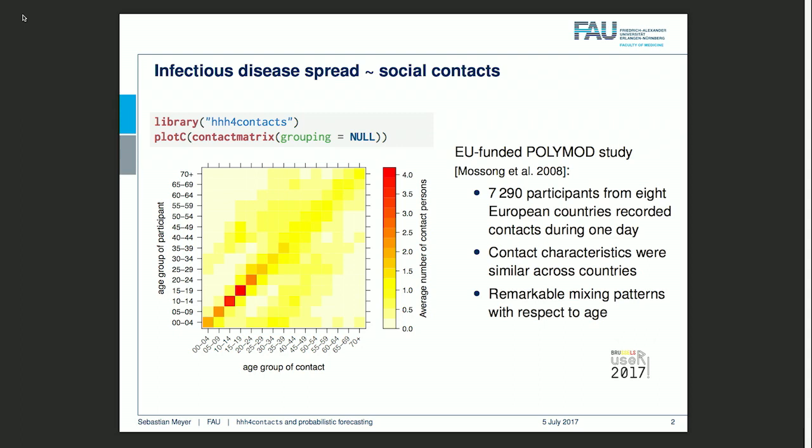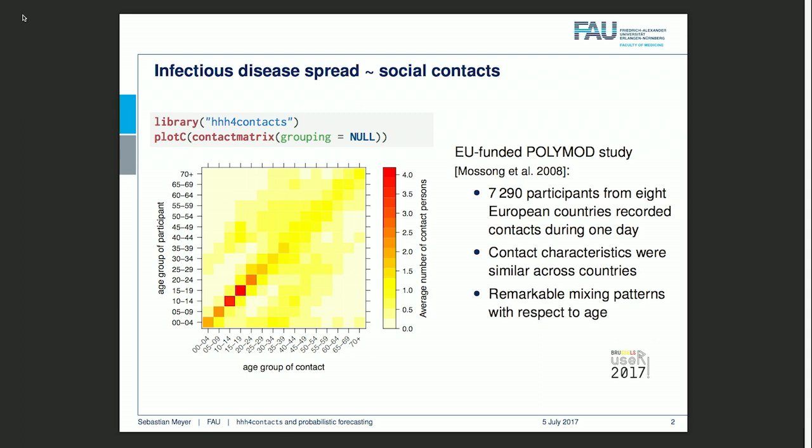We see that there's a predominant contact pattern on the diagonal, so people tend to mix with other people of the same age. And there are these off-diagonal patterns which reflect the contacts from the parent generation to their children, here and here.